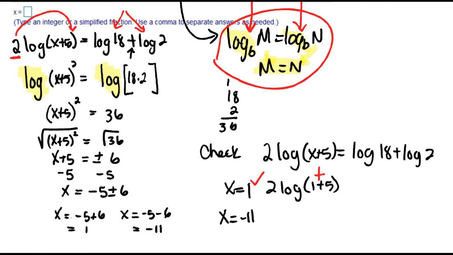If I plug in a negative 11 in for my variable, that gives me a negative inside the log. You can't take the log of a negative, so I'm going to throw that solution away. And the only solution would be negative 11.